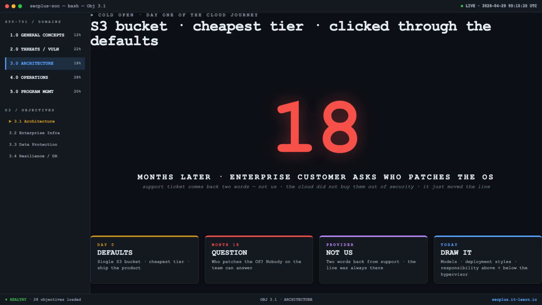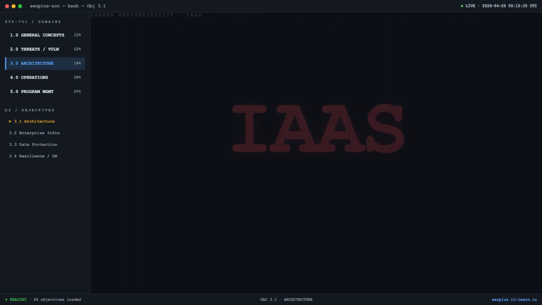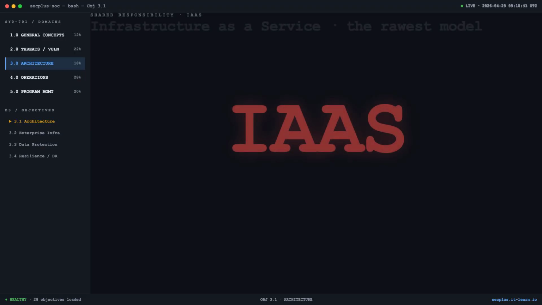Start with the concept the exam loves more than any other in this domain: the shared responsibility model. There are 3 flavors of cloud you have to know, and the only thing that changes between them is where the line sits between the provider and you.